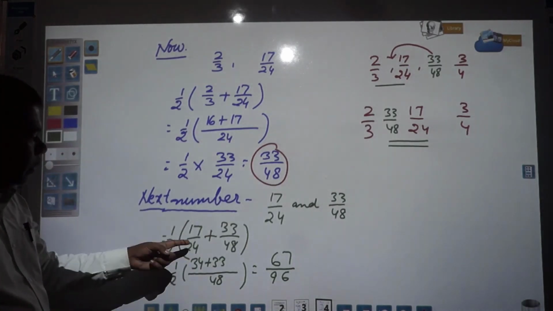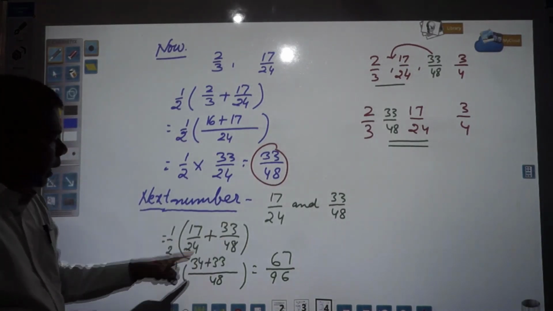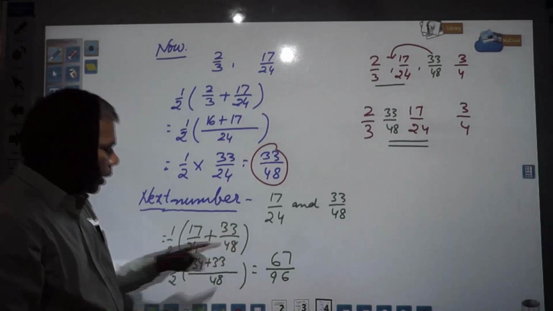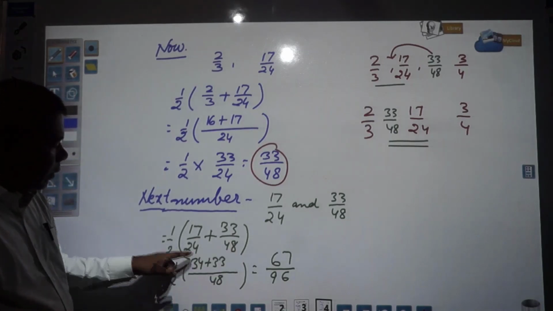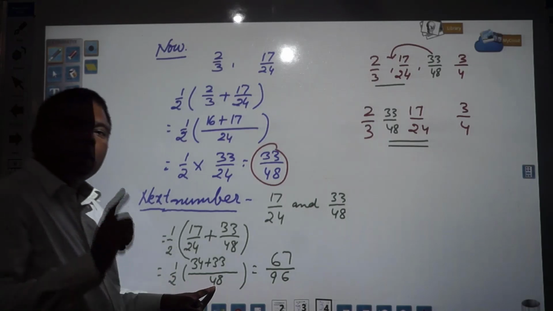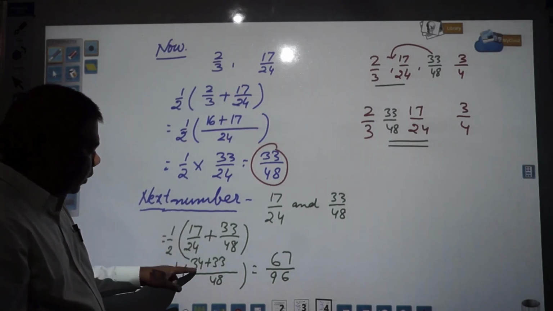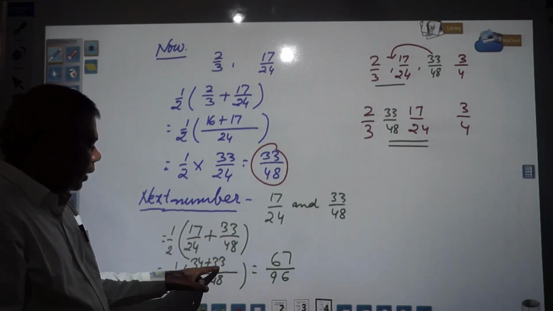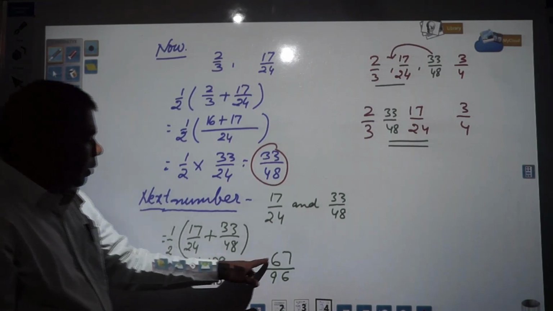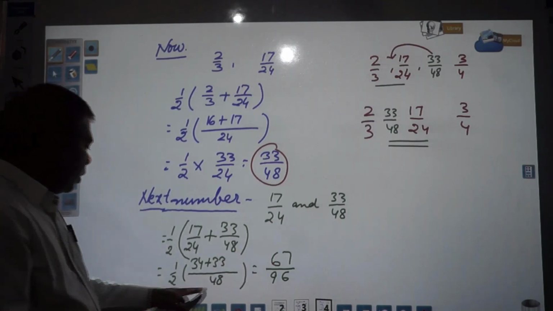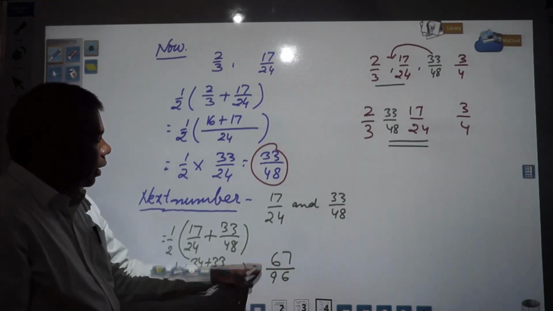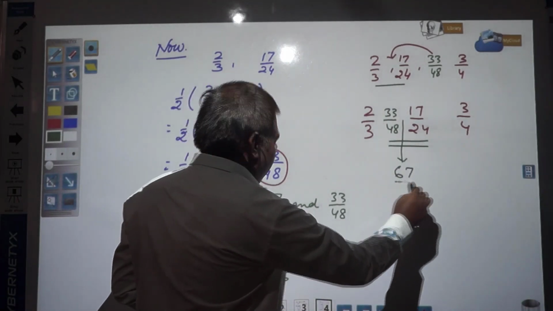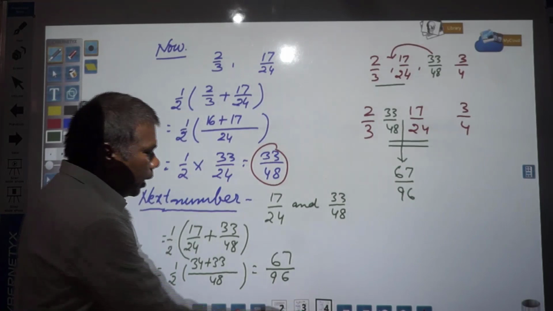So again the same formula has been applied: 1/2 (x + y). In place of x you have 17/24 and in place of y you have 33/48. LCM will be 48. 24 divided by 48, you will get 2, and 2 into 17 you will get 34. 48 divided by 48 you will get 1. 1 into 33 you will get 33. 34 and 33 will become 67, and divided by 48 into 2, 96. So again the in-between number you got is 67/96.